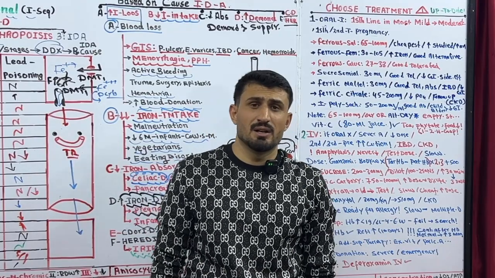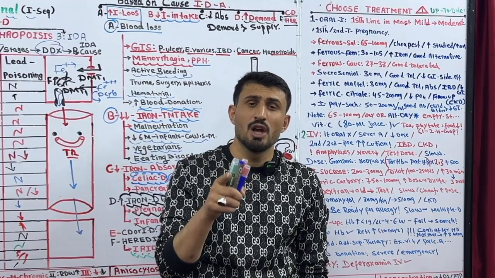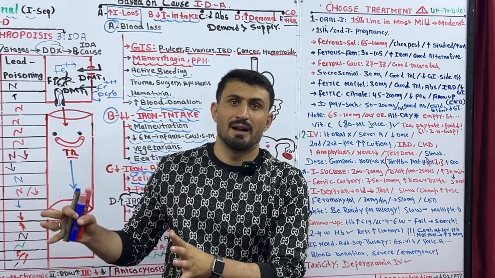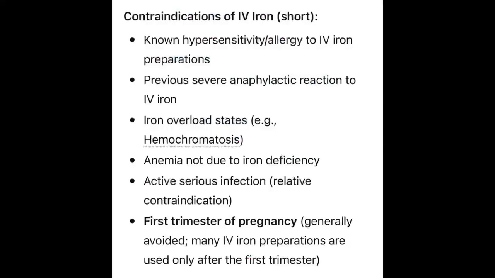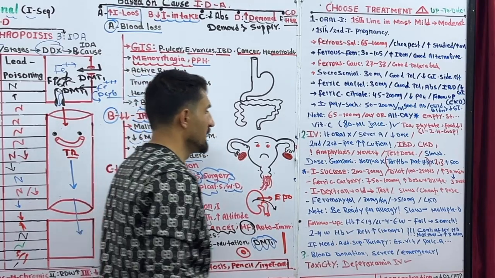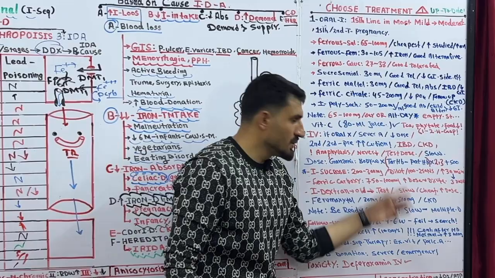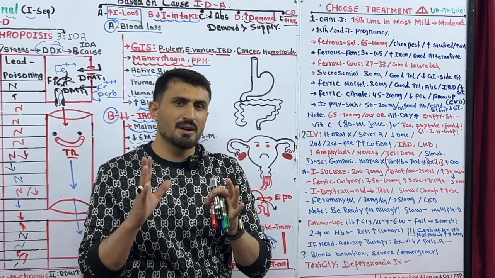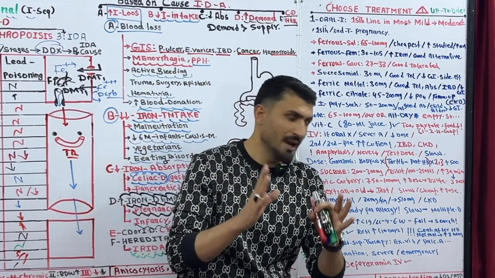Plus, when you give IV iron, you have to have all the equipment for anaphylactic shock, for example adrenaline and so on. You should be ready for the allergy. Got it? So now, how to calculate the dose for the IV iron? Most of the time, the dose will be around 1 up to 1.5 grams.